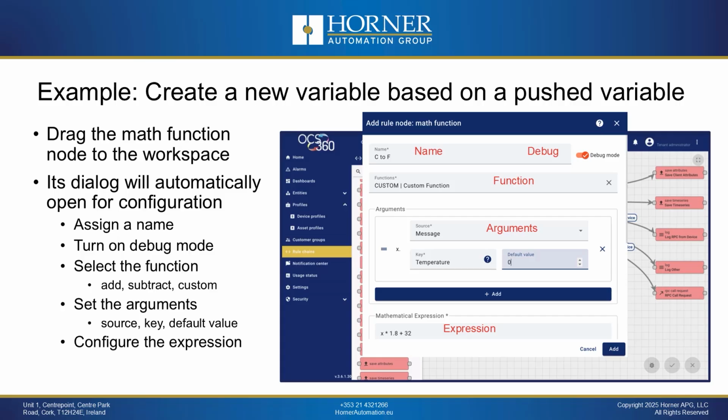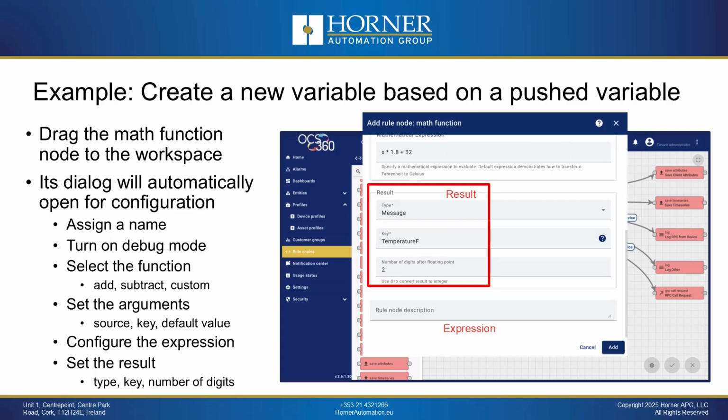Now this is what we need to do at the bottom under the expression, a label that we placed on the screen. You can see the particular equation that we are going to be executing: x times 1.8 plus 32. Now we are almost done.